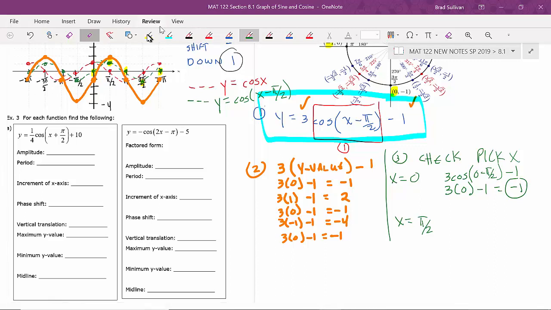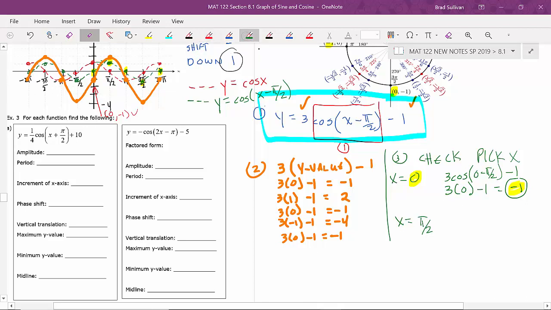Okay, so look at this and make sure this point is on your graph. Okay, so we got 0, negative 1. Look at this point right here. So notice that in our final graph, we have that point 0, negative 1, so that checks.